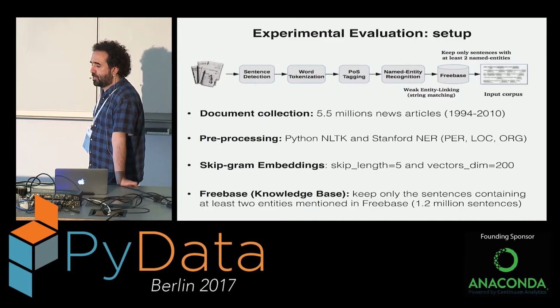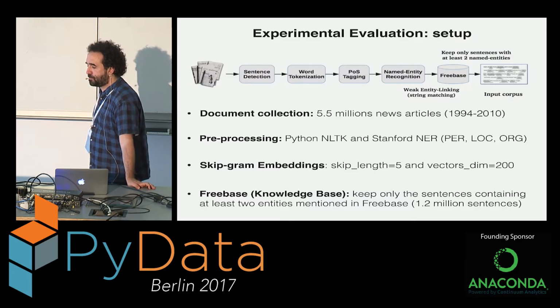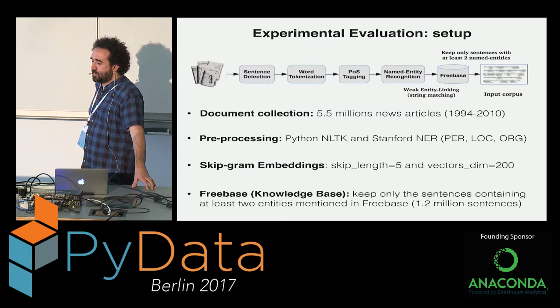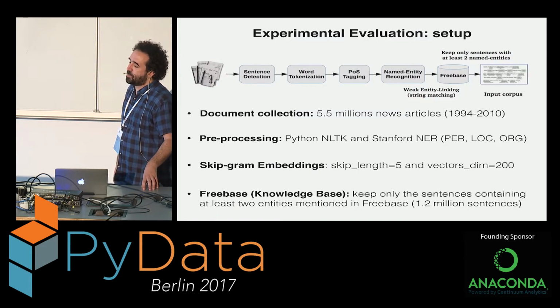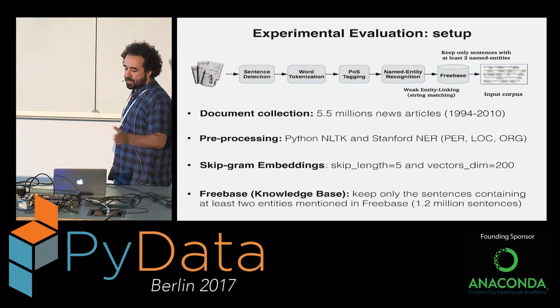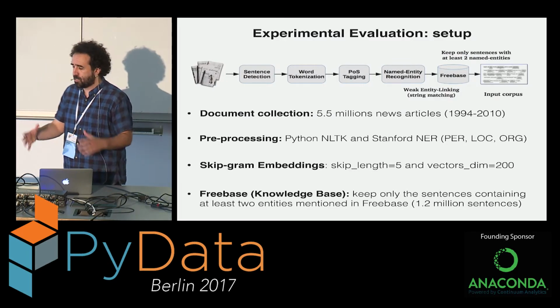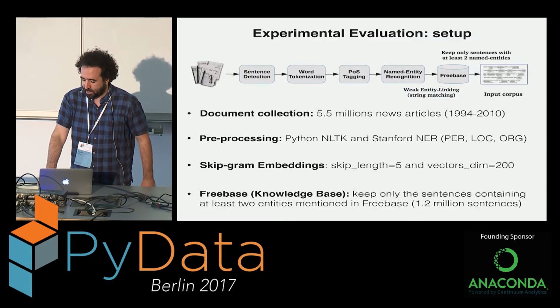Also over this collection, I generated word embeddings using the skip-gram with window 5 and vectors of dimension 200. And then over these sentences, I kept only the ones that have at least 2 entities, and those entities are mentioned in Freebase. At the end, I had a dataset with 1.2 million sentences. And this was the document collection to evaluate both systems, to compare the systems.